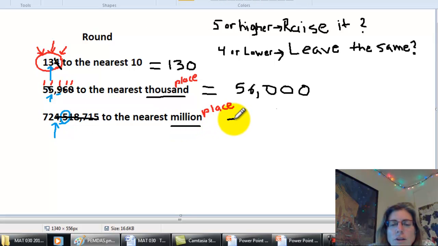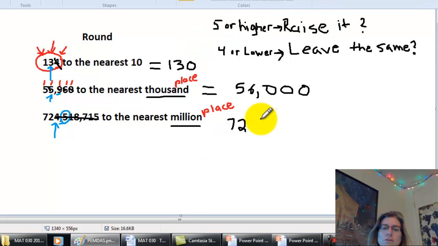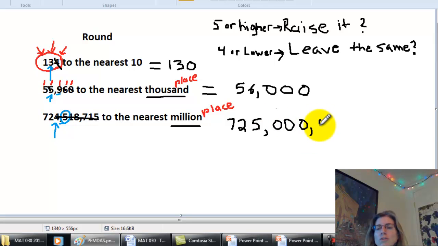You're going to take the 7, the 2, that remains the same. Your 4, you've already decided you're going to raise it. That raises to a 5. And the rest of the number becomes all zeros. And the most common mistake for rounding is forgetting to change your numbers to zeros. Okay, so that's how you do rounding.